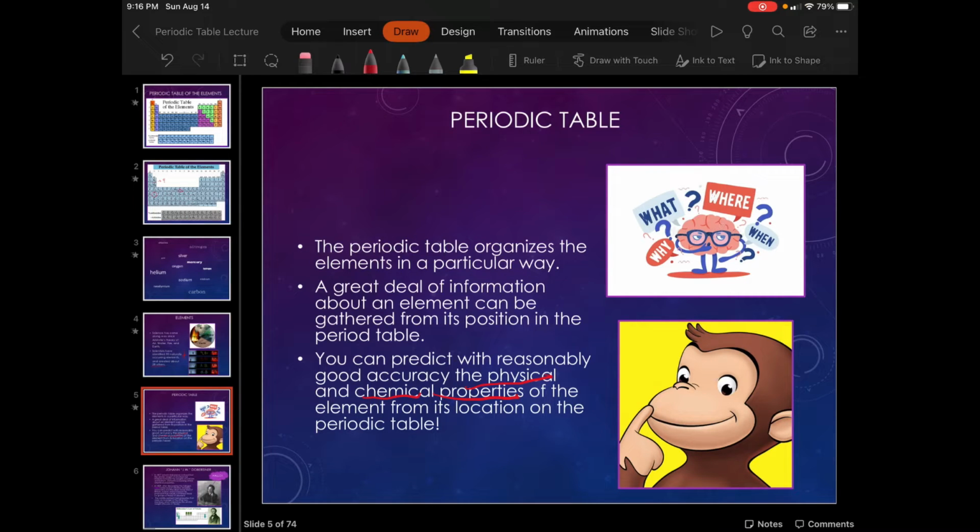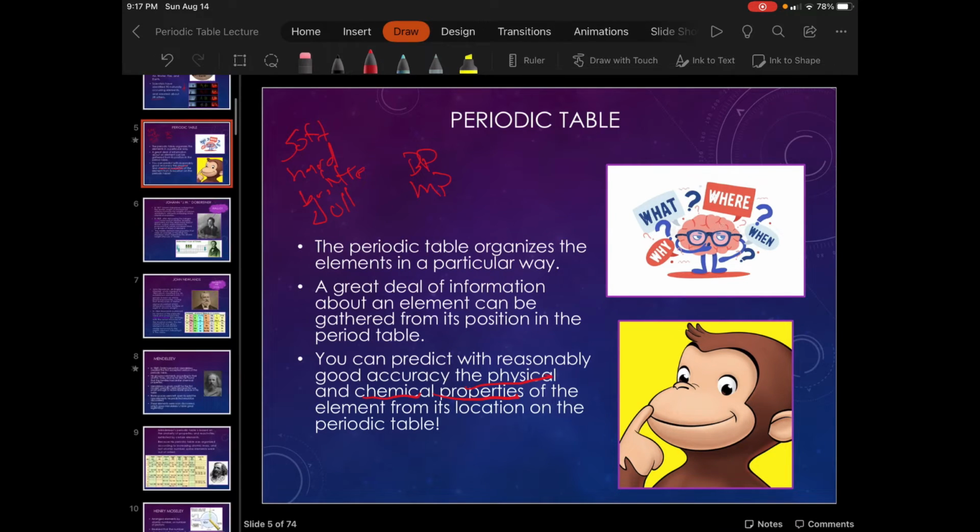When we're talking about physical properties, we're talking about things like soft, hard, brittle, dull, as far as luster is concerned. When we're talking about chemical properties, we're talking about boiling points, melting points, right? So these are the things that can be reasonably deduced based on an element's position on the periodic table, where it is placed on the periodic table.